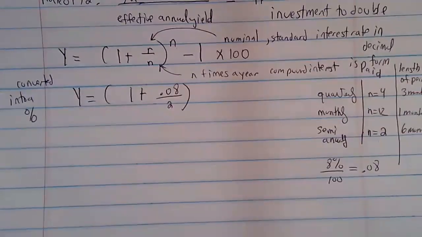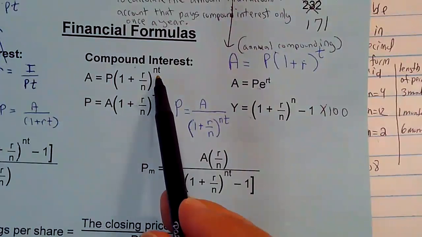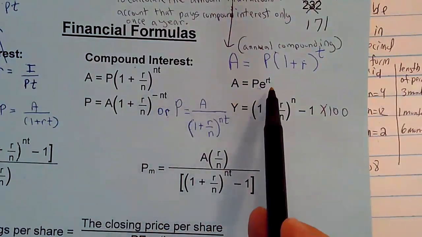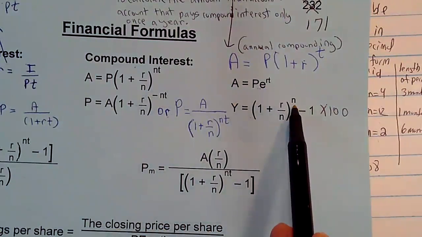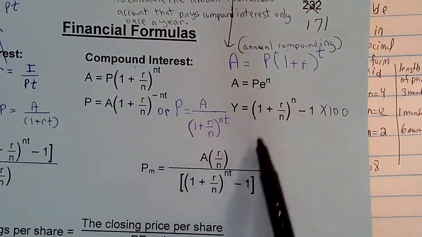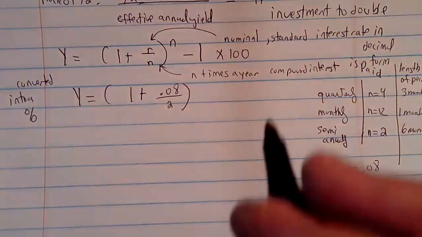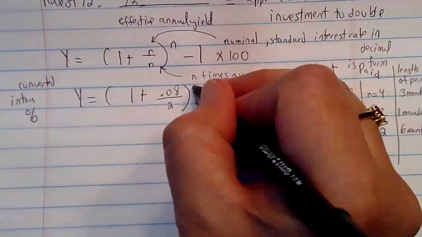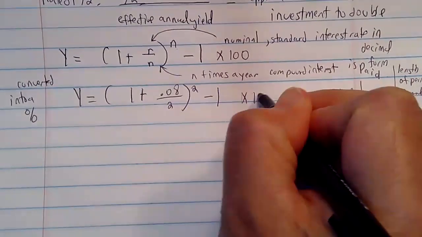And then look, this is just raised to the n power. So you want to be careful because some formulas are raised to the nt, and some are raised to the rt, and some are just raised to the plain n power. So you do have to be careful and double check. This one's just to the n power. So be careful. And n is 2. And then we have this minus 1 and times 100.